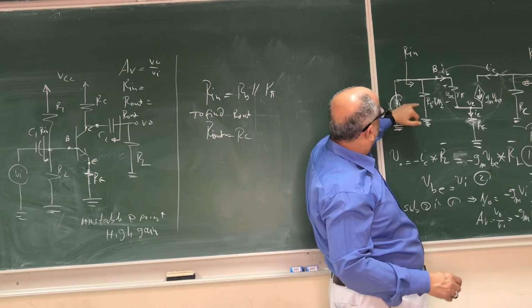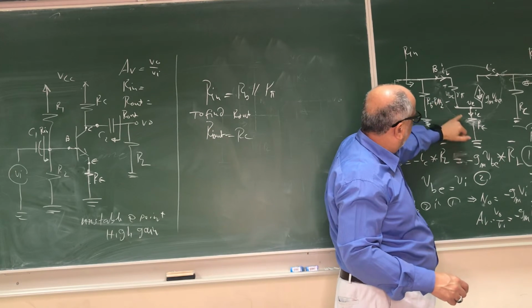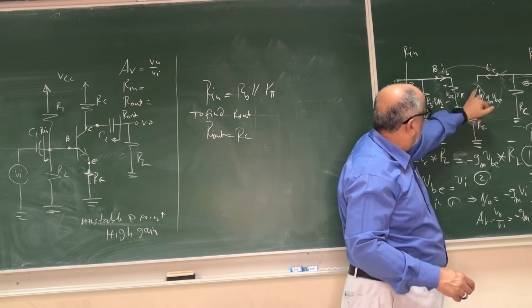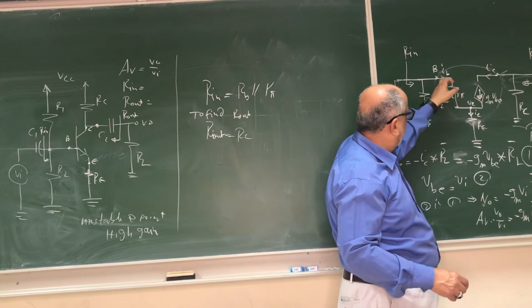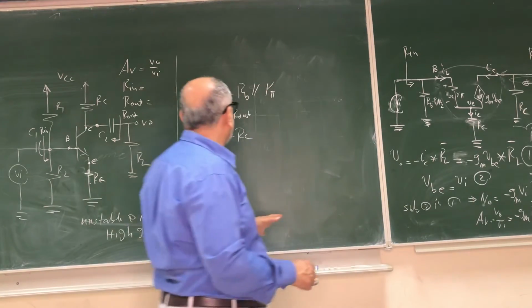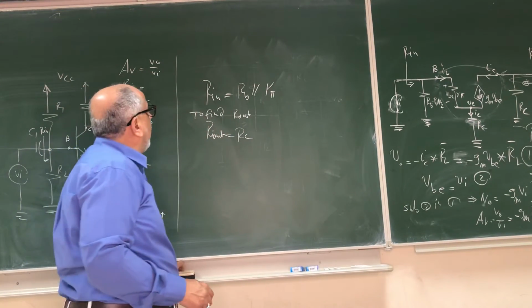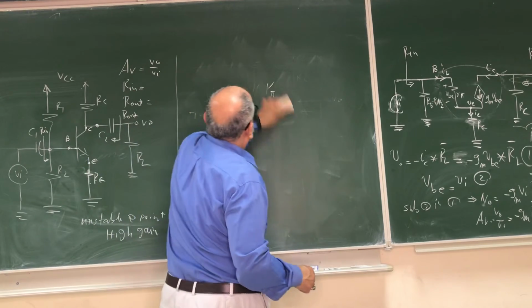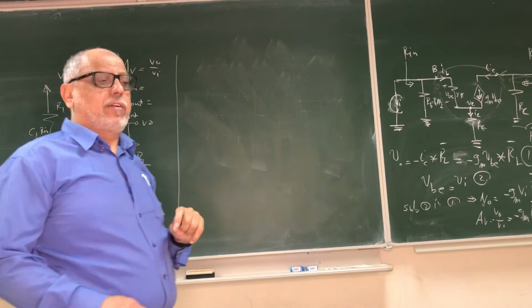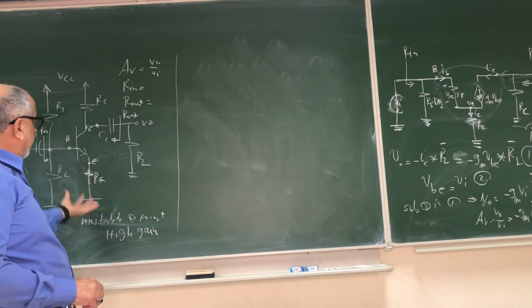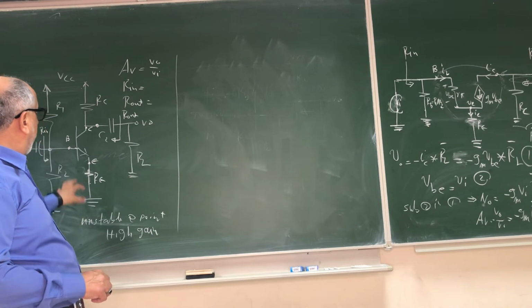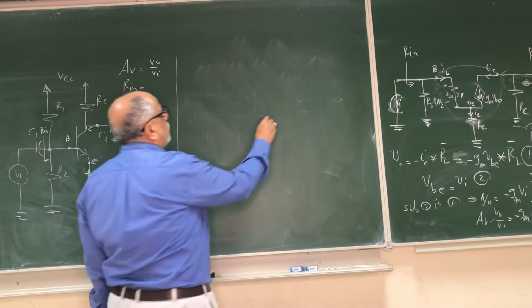But to find Rin, it is not RB in parallel with Rπ because we have something here. And this is not in series with this because this IE will be gmVBE plus this. So they are not in series because if they are in series, they must have the same current. But I suggest that when you have RE or the emitter is not grounded, let's say we may have an input from here, as we'll see in the common base amplifier. If you have RE, it is easier to use the T model.